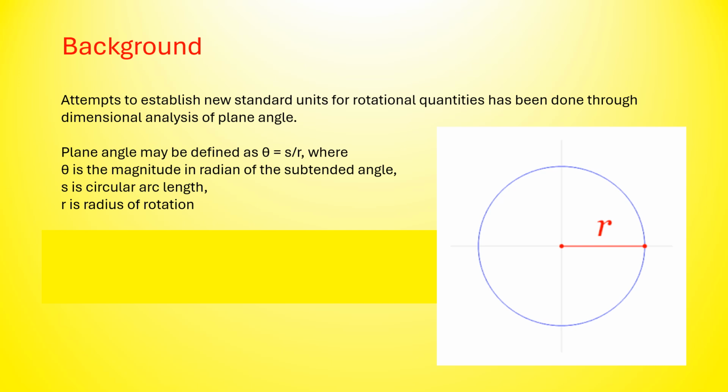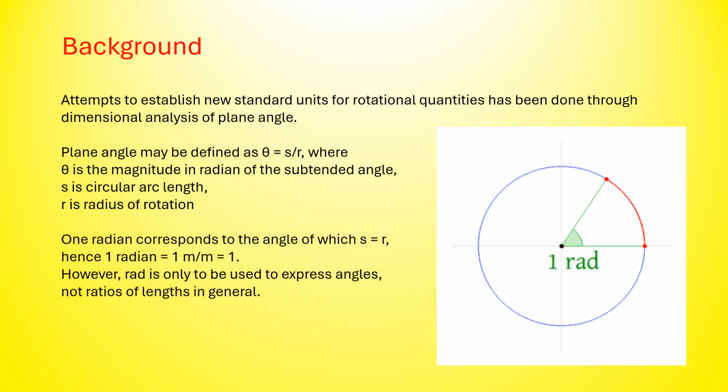Plane angle may be defined as theta equals s divided by r, where theta is the magnitude in radian of the subtended angle, s is circular arc length, r is radius of rotation. 1 radian corresponds to the angle of which s equals r, hence 1 radian equals 1 meter per meter, which is equal to 1. However, radian is only to be used to express angles, not ratios of lengths in general.